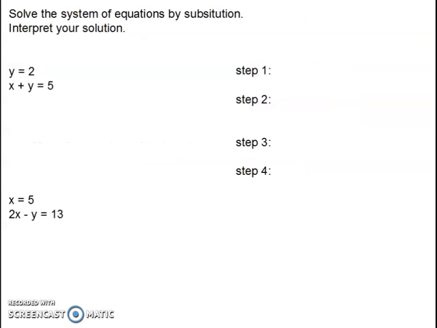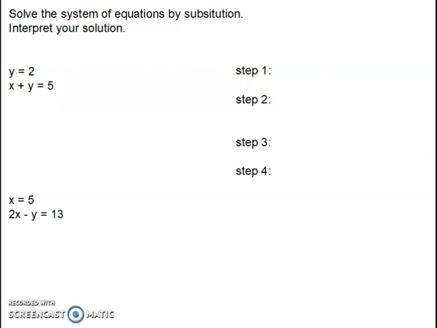So we're going to go ahead and start by solving the systems of equations by substitution. And then, of course, we'll interpret our solution. So here is a system of equations. I am telling you that y is equal to 2. That is one equation. And my second equation is that x plus y equals 5.